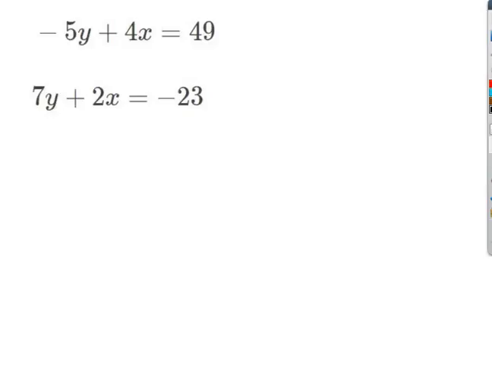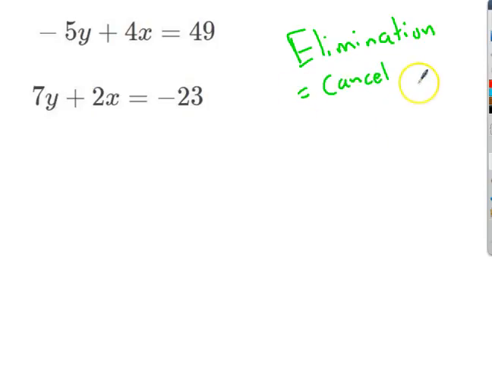Okay, so this is question number 2. In question number 2, we need to use what's called the elimination method. The elimination method is based on the idea that something is going to cancel, and it has to cancel exactly. So when you eliminate something, it means that it dies off.